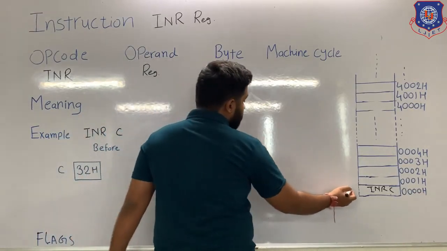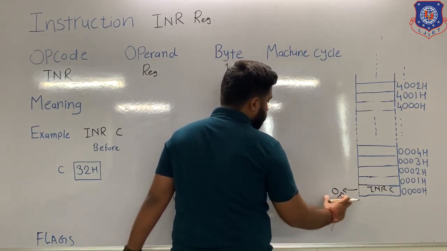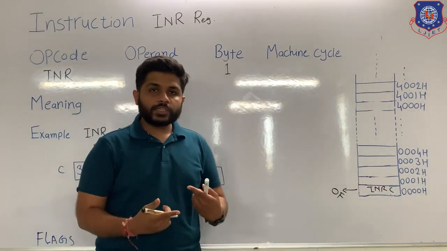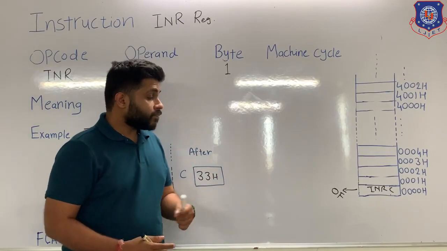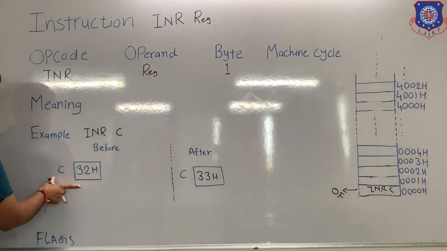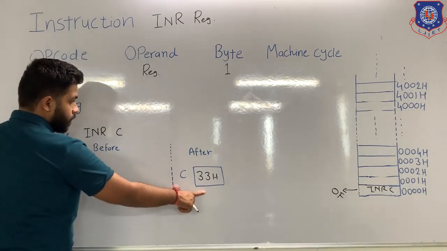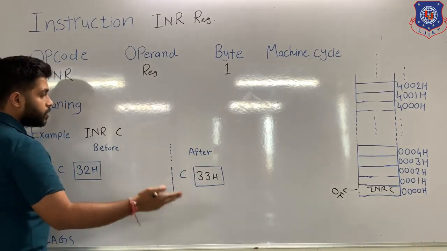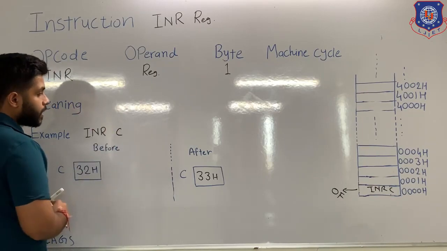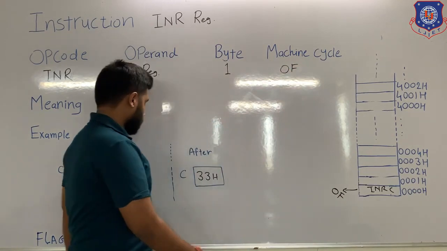The first machine cycle that the microprocessor will perform is opcode fetch. When the processor performs the opcode fetch, this instruction will be transferred to the microprocessor. Then the processor will decode the instruction and execute it. During the execution, the content of C is incremented and the result is stored in the register itself. So during the execution, no interaction with memory is done. So only one machine cycle is required, that is opcode fetch.